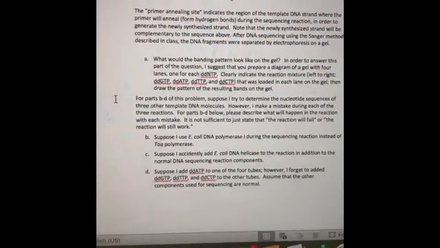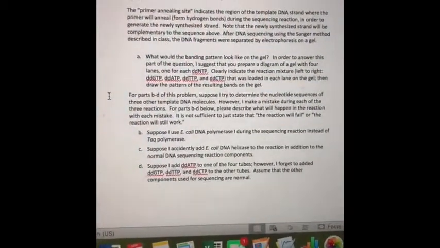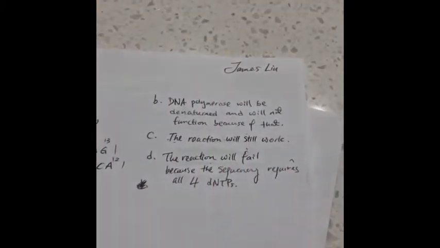Question 1B asks, what will happen if we use DNA polymerase 1 instead of TAQ polymerase? Well, because it's not TAQ, it will be denatured, and so it won't function because of that. Question 1C asks, what will happen if we add DNA helicase to the reaction? Well, it will still work. It won't really be affected.